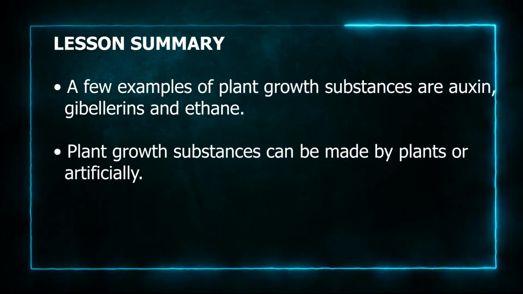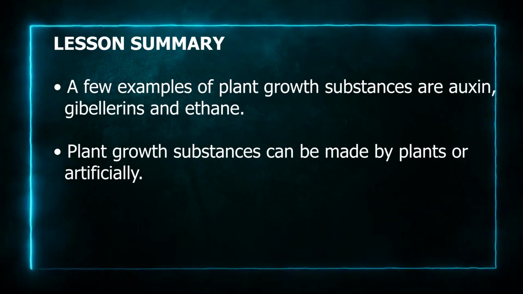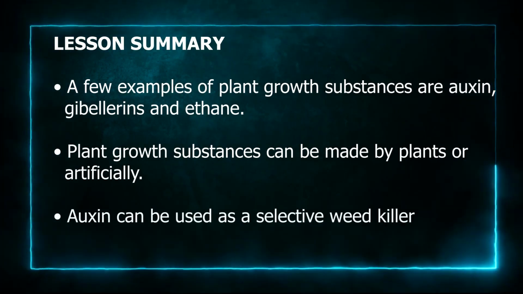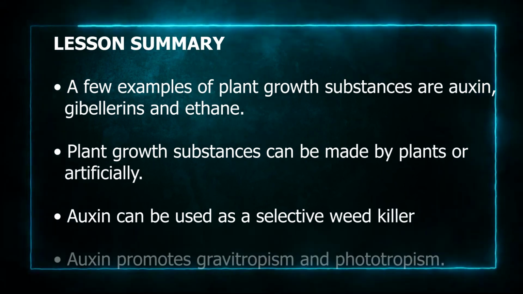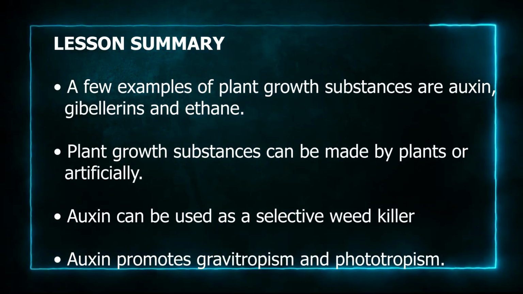Plant growth substances can be made by plants or artificially. Auxin can be used as a selective weed killer. Auxin promotes gravitropism and phototropism.